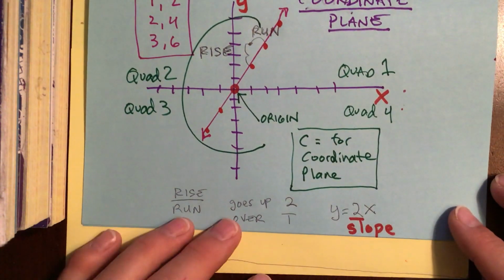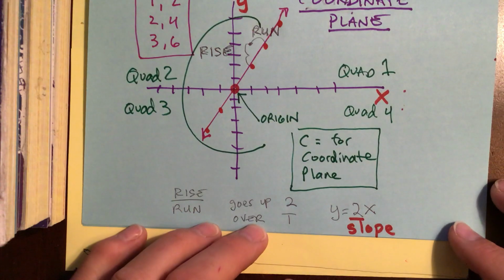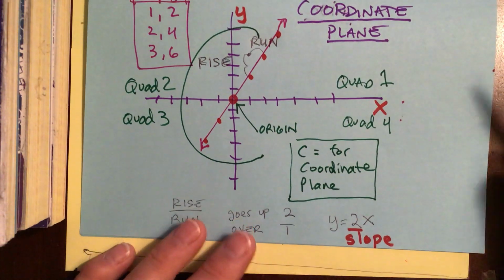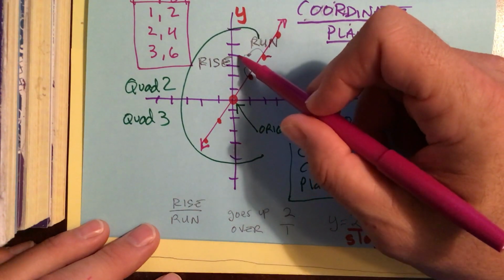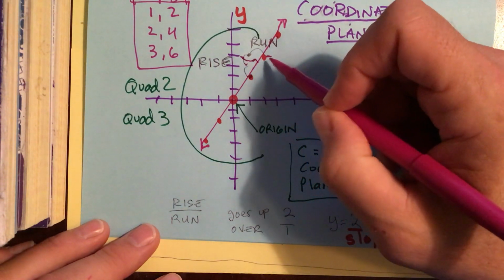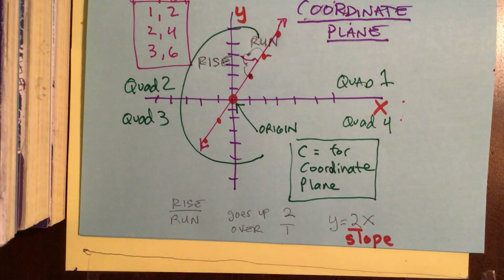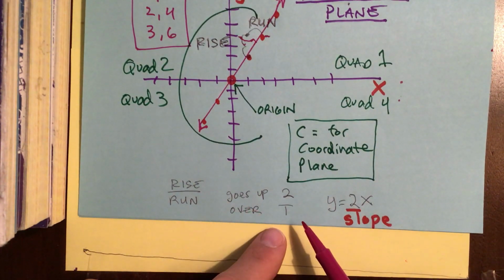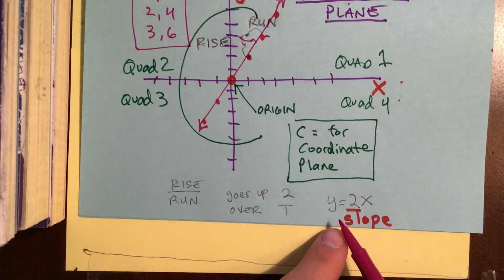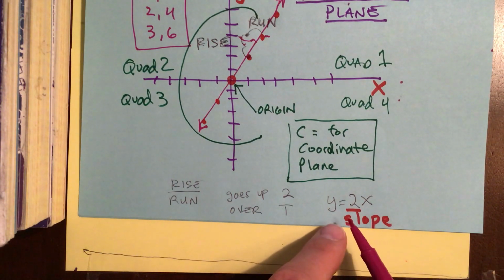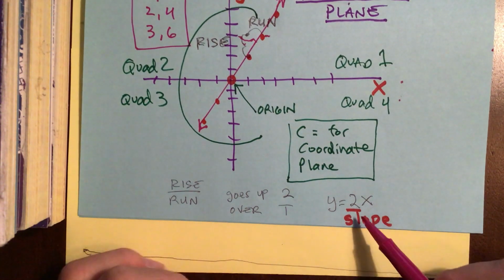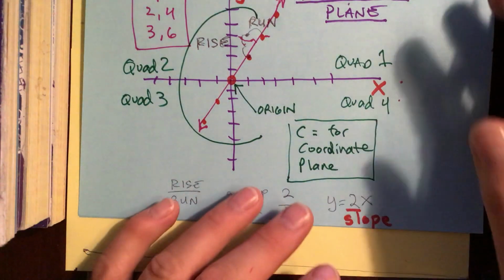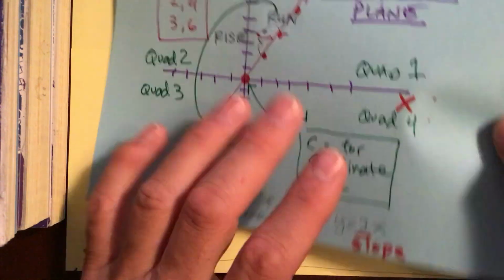Rise over run, you got to go up and then over, okay? So you come and find a spot. How many up does it go to get to the next spot? It goes 1, 2, and then it goes over 1. So my fractional representation is 2 over 1, which means 2 divided by 1 is 2, so y equals 2 times x. The slope is 2. That's how steep it is. It's going up 2 times. Okay? All right, that was our review, guys.